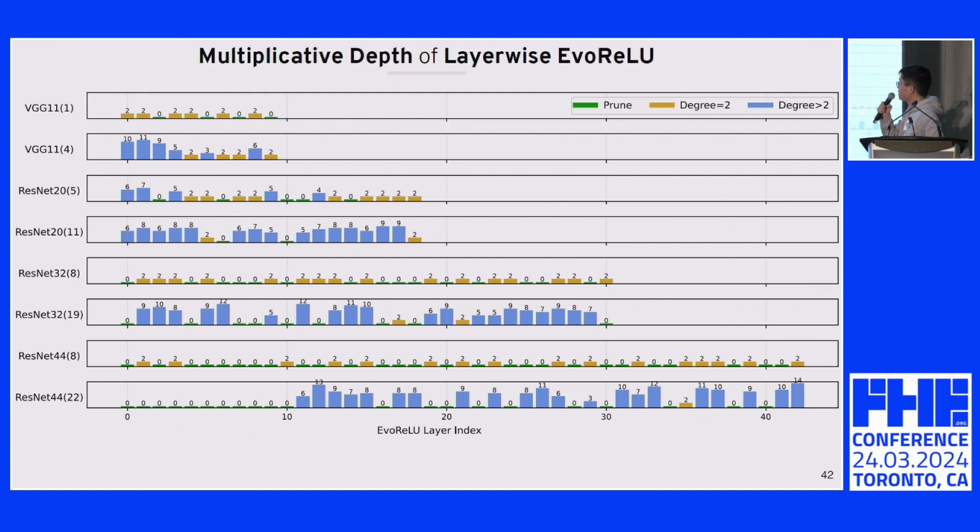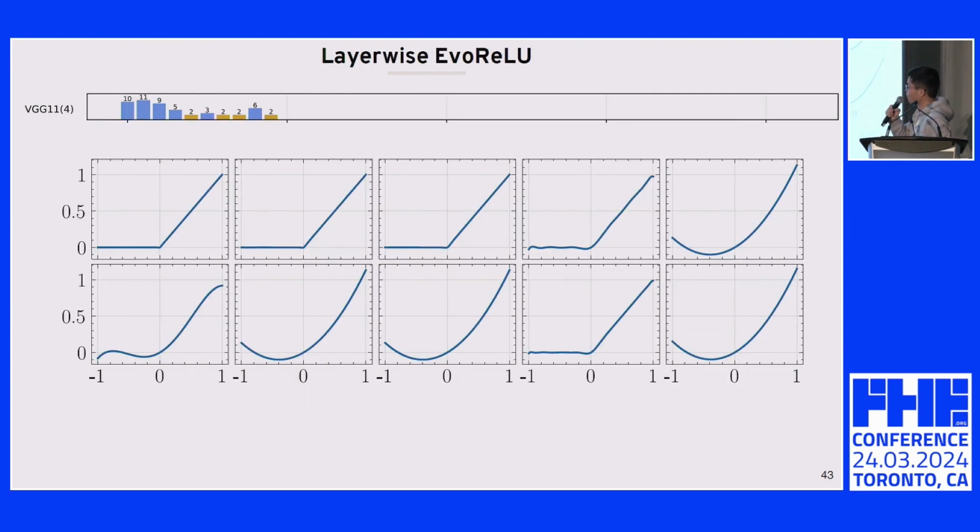So this is the multiplicative depth of different architectures. We do different convolutional neural architectures, like VGG and ResNet, with different numbers of ResNet layers. And this is a distribution. This example is VGG11, and these are the different evolved ReLU functions. We see the first three layers, the polynomial is very close to the ReLU function. It means it wants to keep the visual features very well.